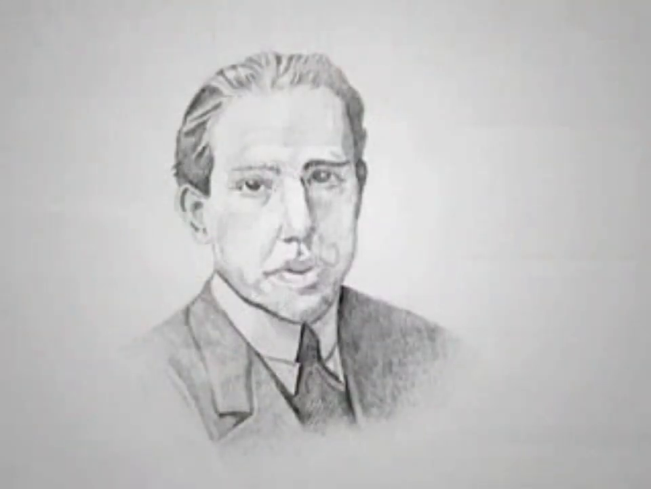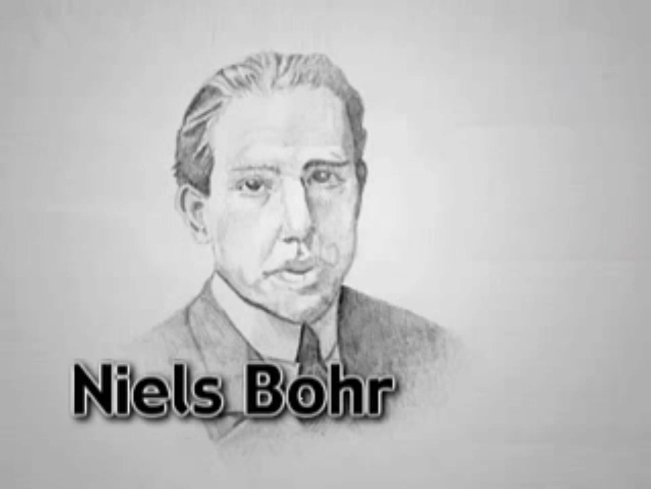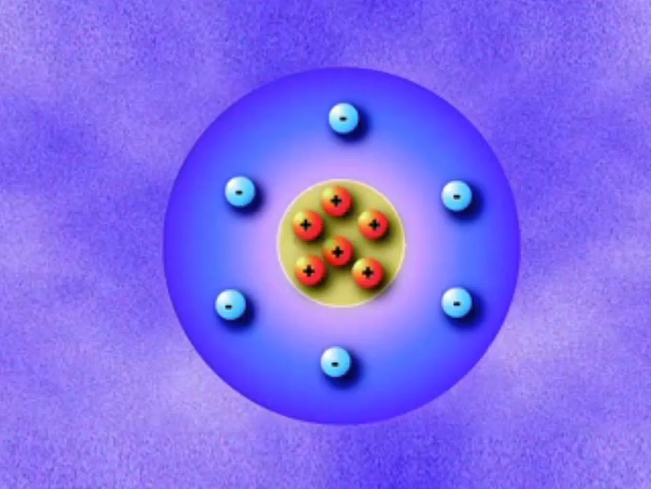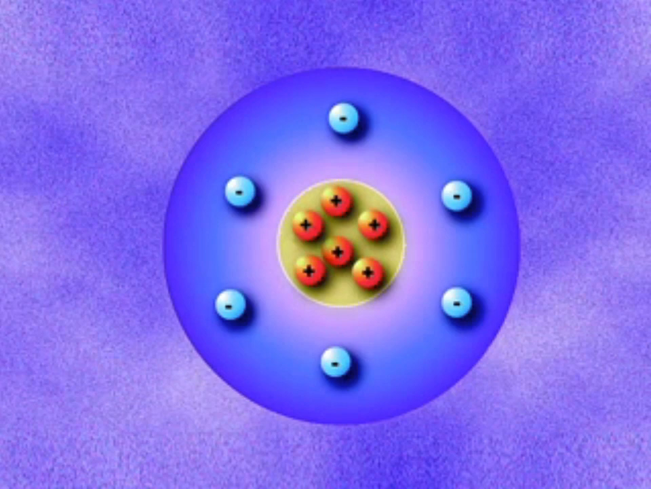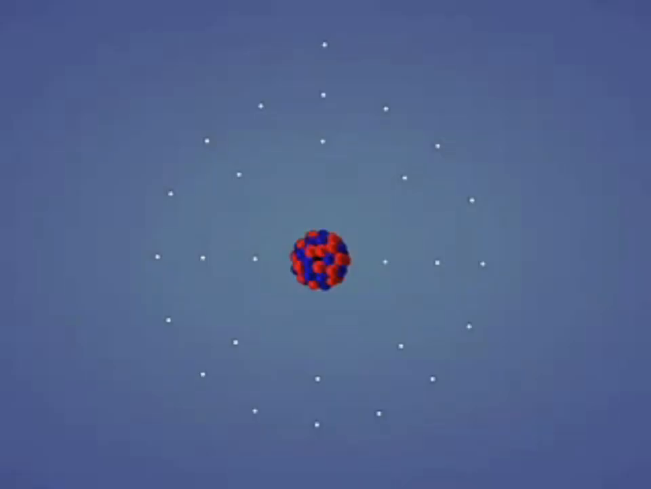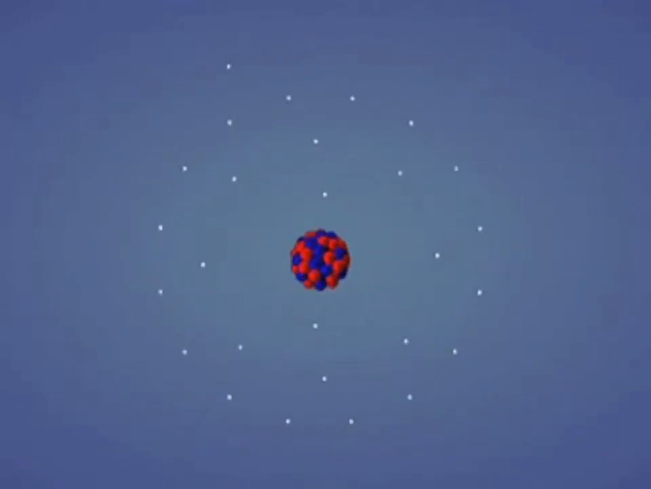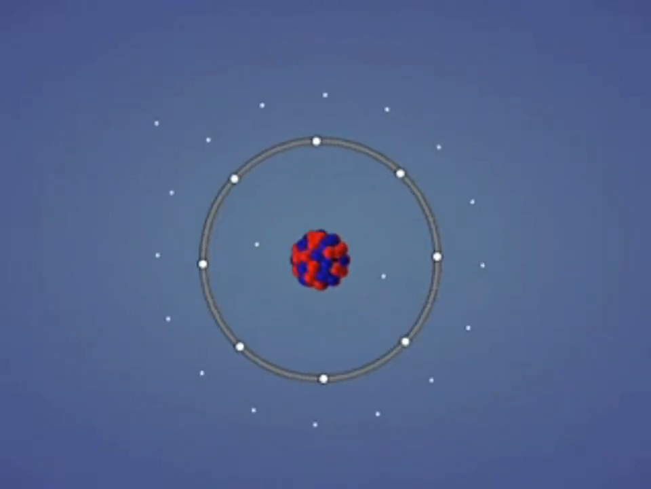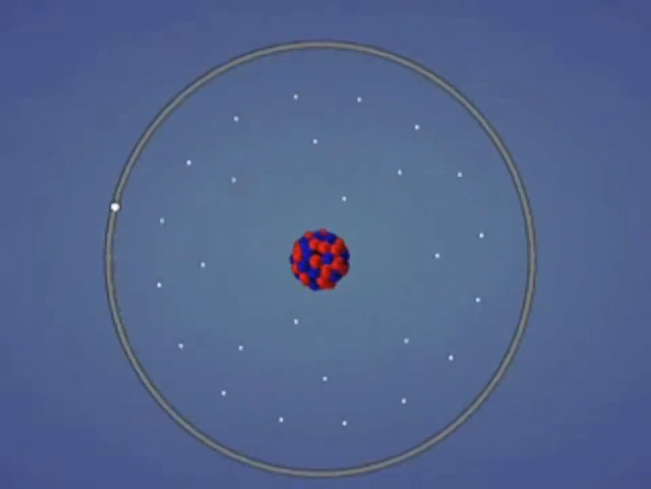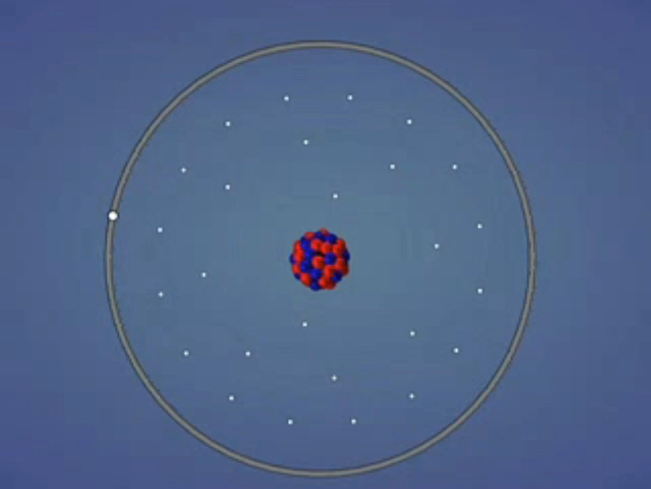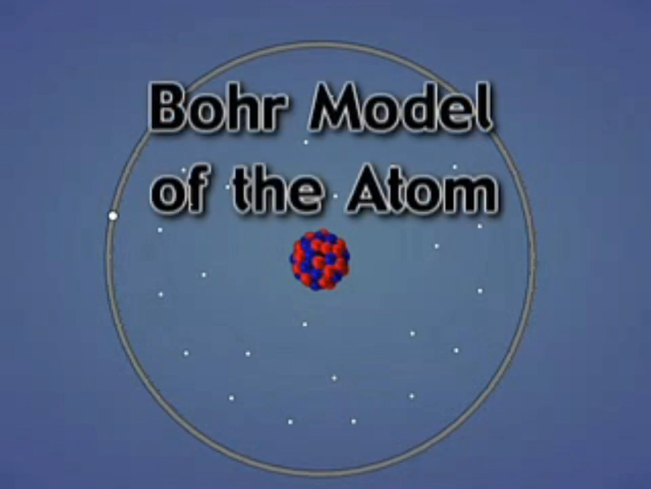In 1913, a Danish scientist by the name of Niels Bohr improved upon Rutherford's model of the atom. While Rutherford proposed that negatively charged electrons were held in orbit by the positively charged nucleus, he did not describe the location of the electrons. Niels Bohr proposed that electrons move in orbits around the nucleus, and he proposed that these orbital paths, or energy levels, are located at various distances from the nucleus. Today, we refer to Bohr's theory as the Bohr model of the atom.